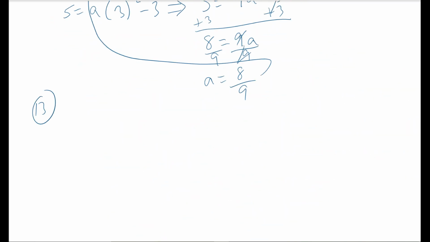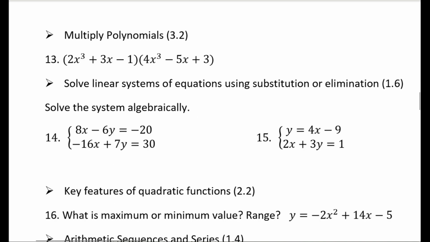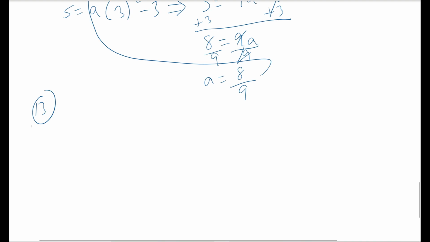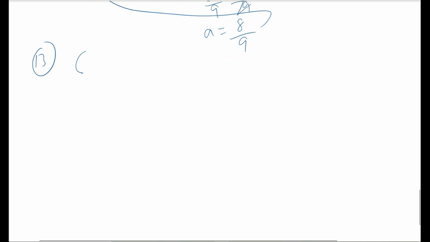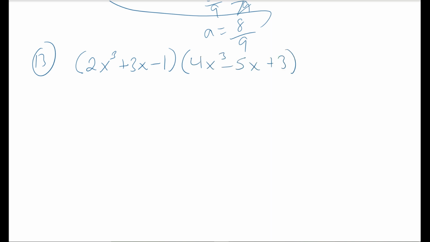All right, so let's move on to 13. So 13 is asking for you to multiply two polynomials. So you're multiplying those polynomials together. So it's just foiling with those guys. All right, so we have here 2x to the third plus 3x minus 1 times 4x to the third minus 5x plus 3.